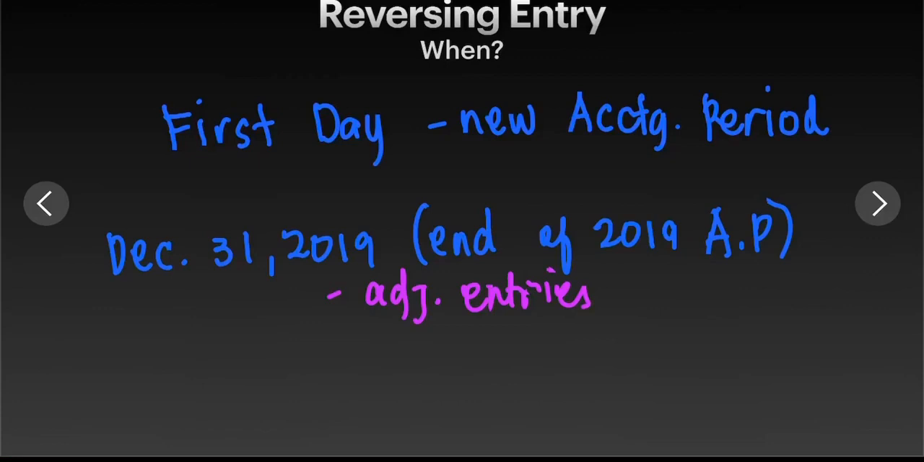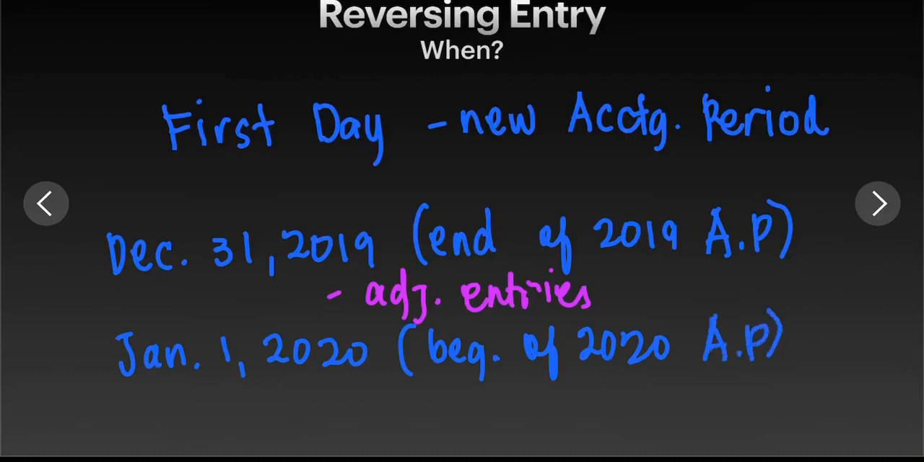The entity may elect to provide a policy for making reversing entries. And if reversing entries are being made on the first day of the new accounting period, the date that we are talking about is January 1 of 2020, which is the beginning of the 2020 accounting period. And on this date, you are going to make the reversing entry, which is again considered to be optional.